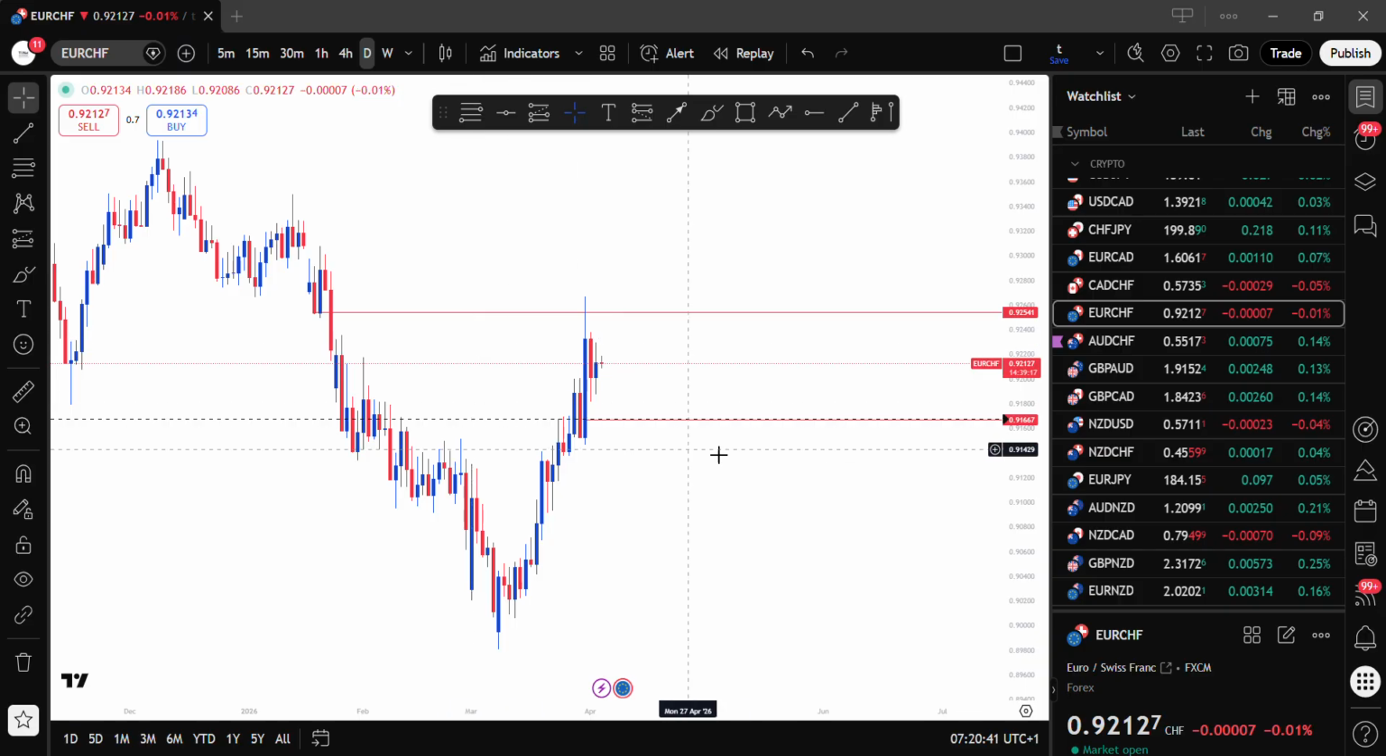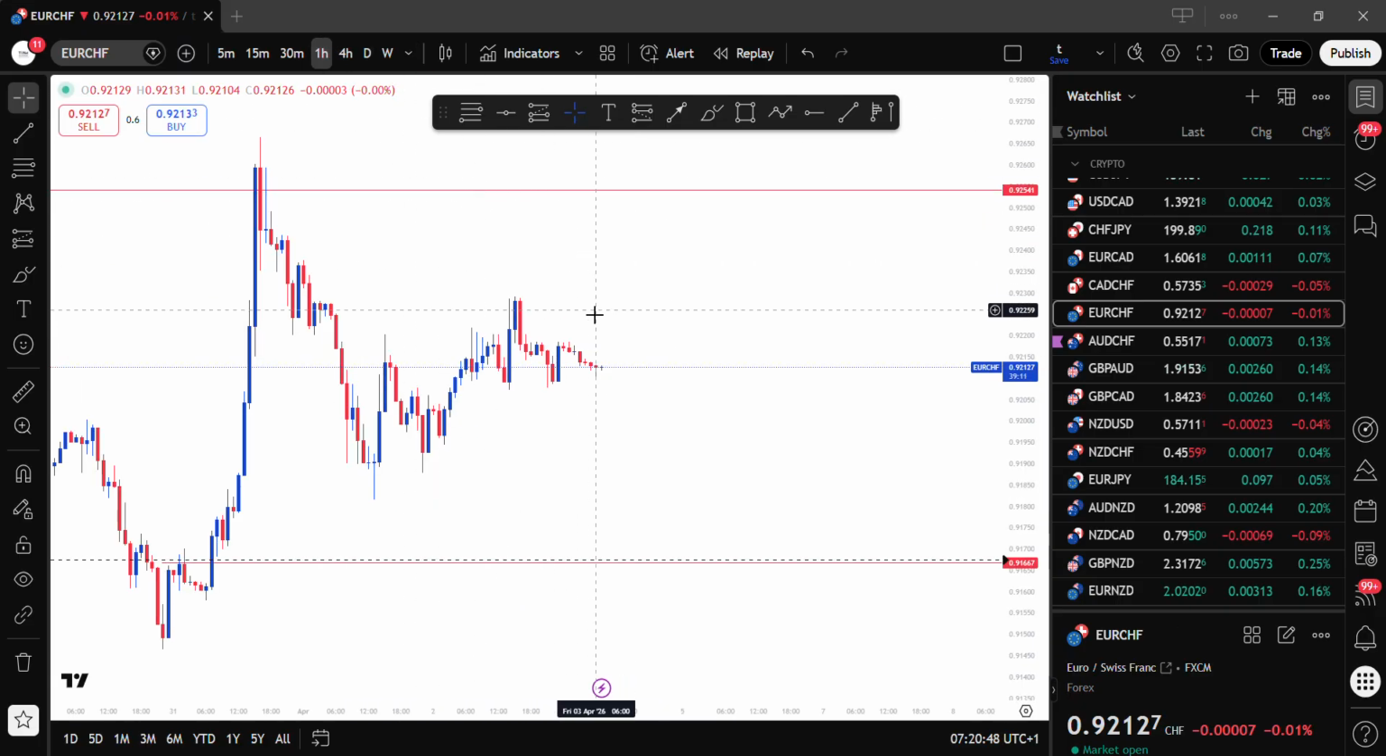On Euro CHF daily time frame, you see it went to this point already. So it's trying to make a reversal for a sell. Let's see on the 1 hour if the sell has activated.